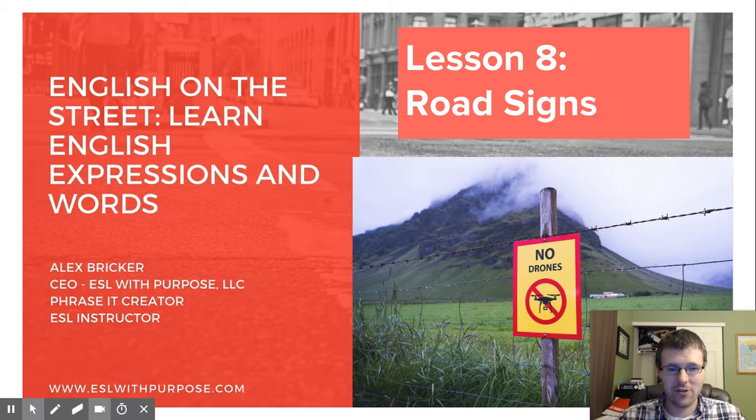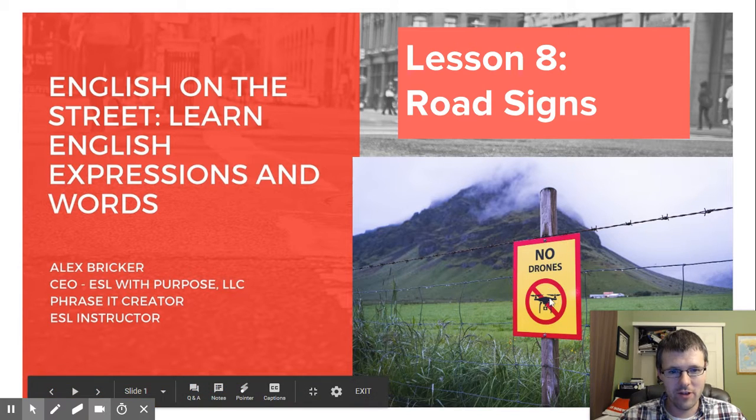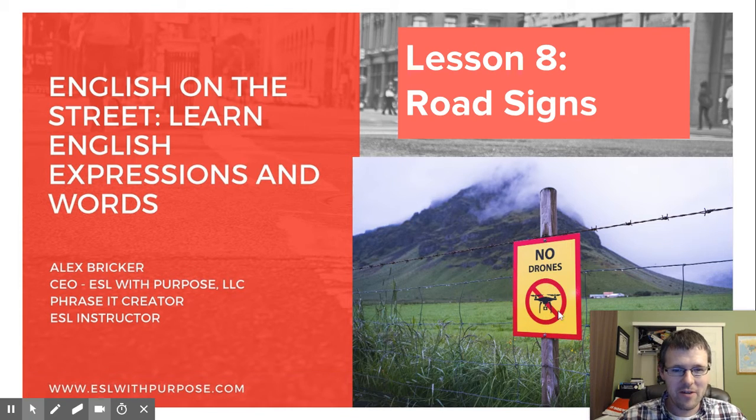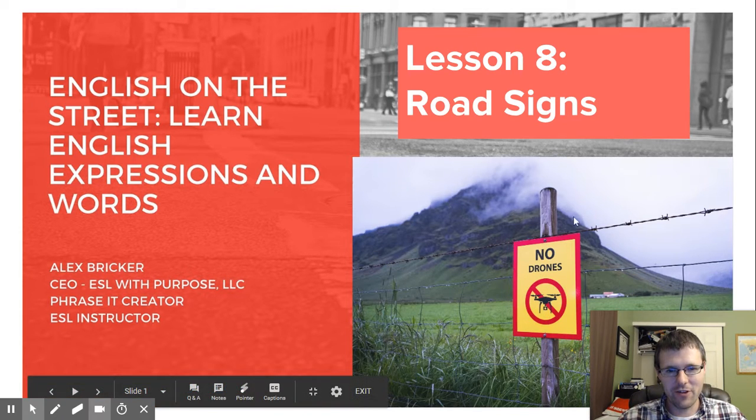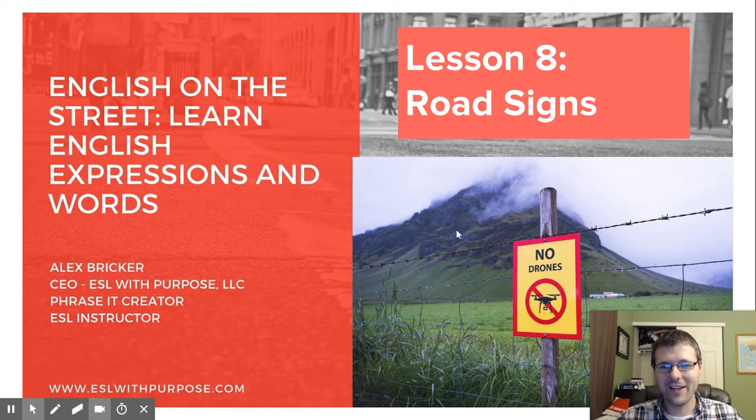And here's a funny picture I found on No Drones. This is not necessarily a road sign. Maybe it's off of the road. It could be. But you cannot fly a drone over this person's home. They must be a farmer or something, and they don't want you flying over their private property with drones. So very interesting. I found this picture online, and I wanted to share it with you.